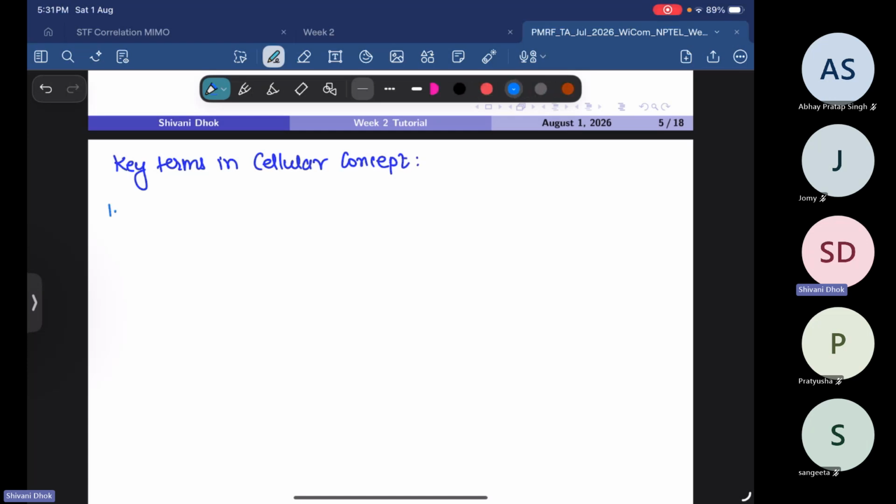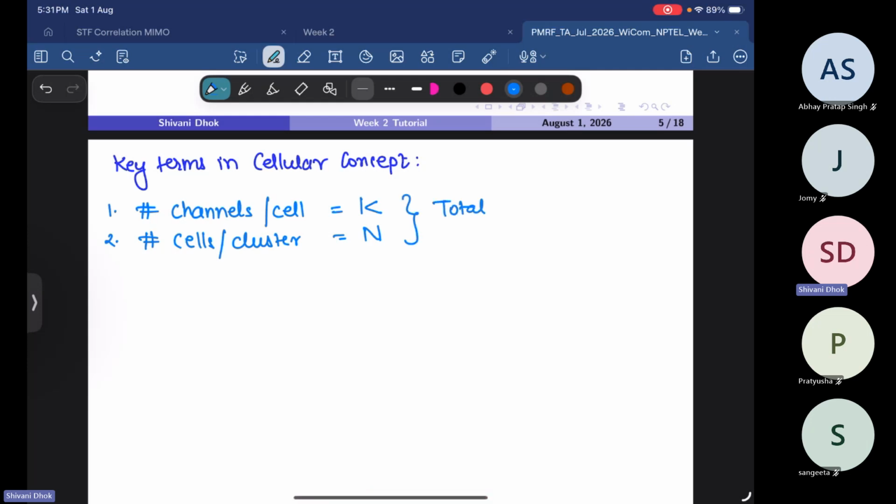So the first one is the number of channels per cell, and that is given by K. Then we have the number of cells per cluster, that is N. So based on this, the total spectrum available in a cluster, that is the number of channels per cluster, is Nk.